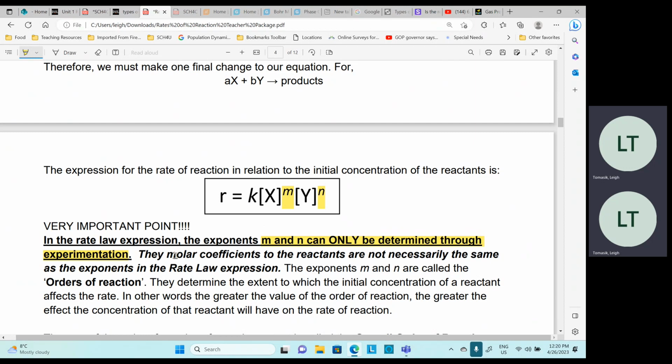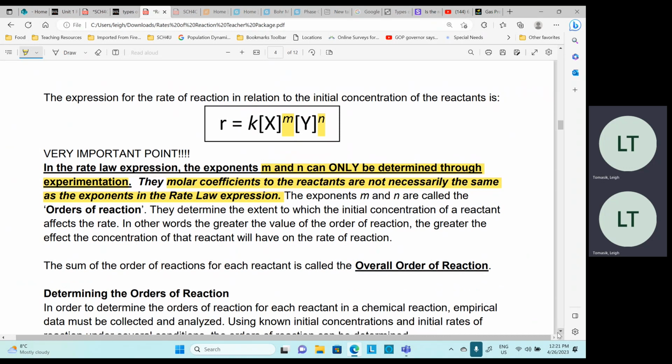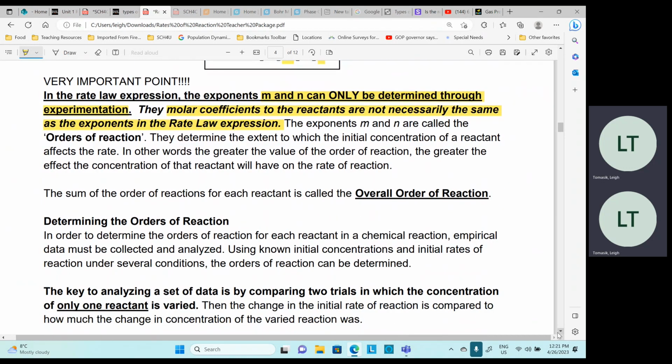Okay, so the molar coefficients of the reactants are not necessarily the same as the exponents, so you can't just go by the chemical equation. Sometimes they are the same, but sometimes they're not. The exponents m and n are called the orders of reaction. They determine the extent to which the initial concentration of a reactant affects the rate. In other words, the greater the value of the order of the reaction, the greater the effect the concentration of that reactant will have on the rate of reaction.